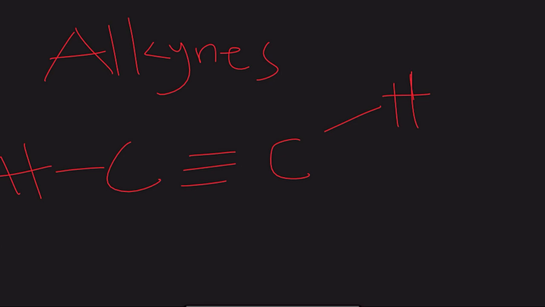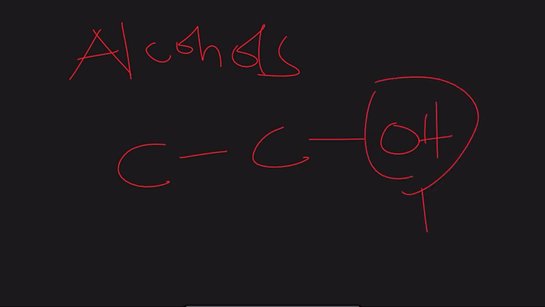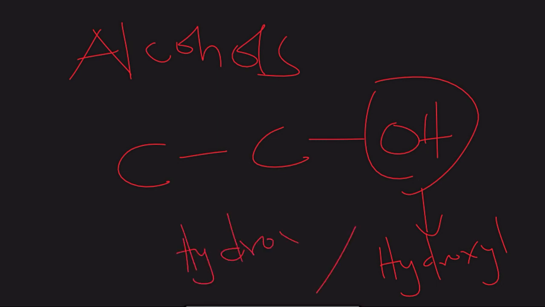Then we have alcohols. So an alcohol is a carbon which has an OH group, and this group we call a hydroxyl group, a hydroxyl or hydroxide group, and as the name suggests, it's an O and an H. So hydroxyl or a hydroxide group.